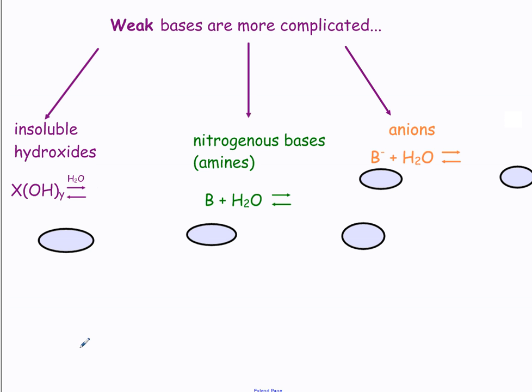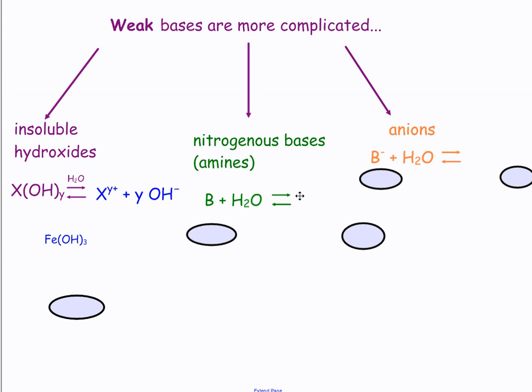All the rest of them that you will use are weak. The weak ones, unfortunately, are a teeny bit more complicated. They come in 3 flavors: insoluble hydroxides, note the double arrow, so they will form hydroxide ions. An example of that would be iron 3 hydroxide.